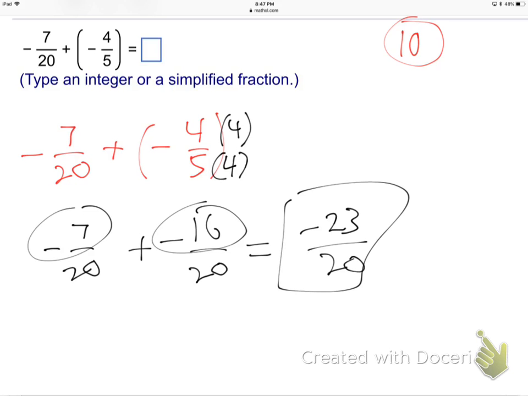When they say simplify, all they mean is, can you divide anything out? And nothing goes into 23 and 20. So we're done right there. It's totally fine to leave the top bigger. Is that good? I'm doing good.